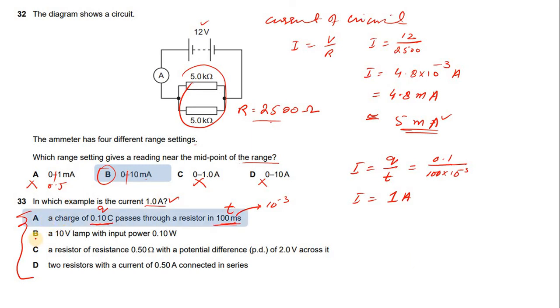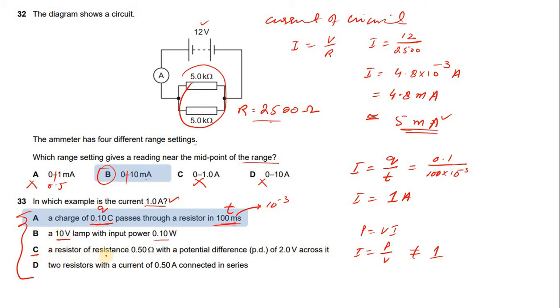You can check the other option, B, a 10 volt lamp with the input power 0.1. So if you need to find current in the second option, then you use the formula P is equal to VI. I is equal to P upon V, power divided by voltage, 0.1 divided by 10. It's not 1. So B is not your option.